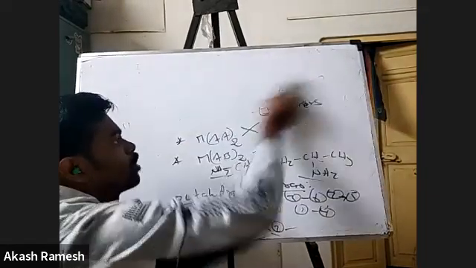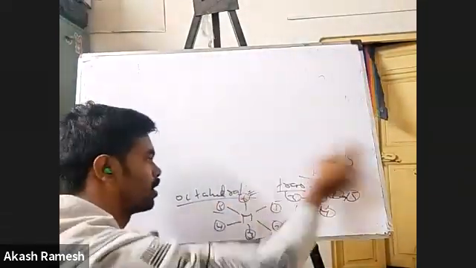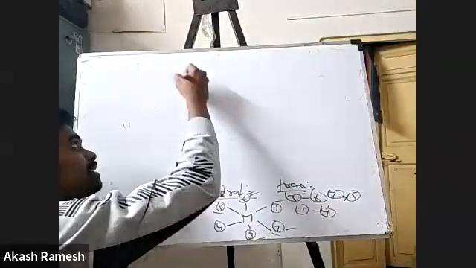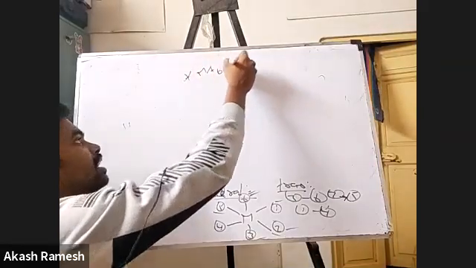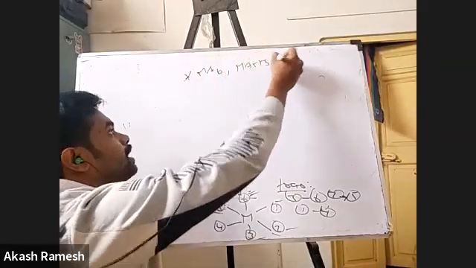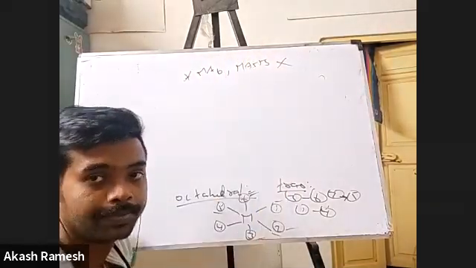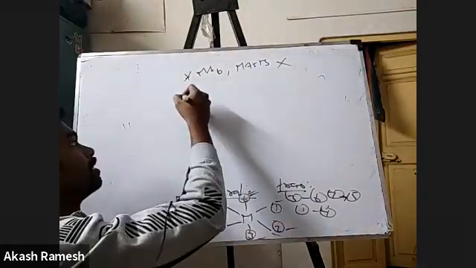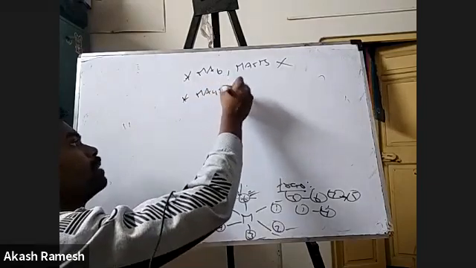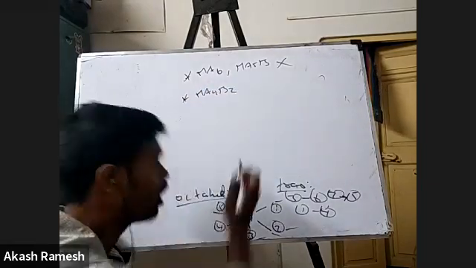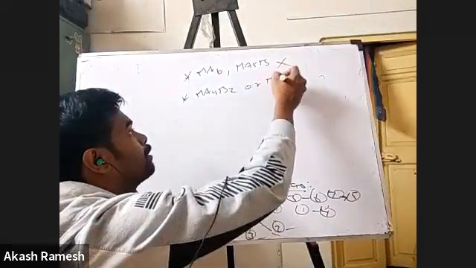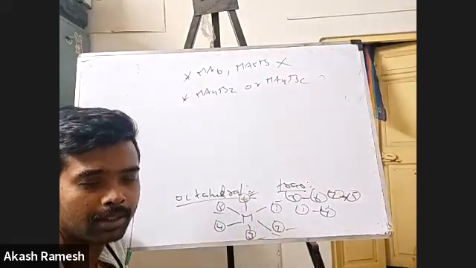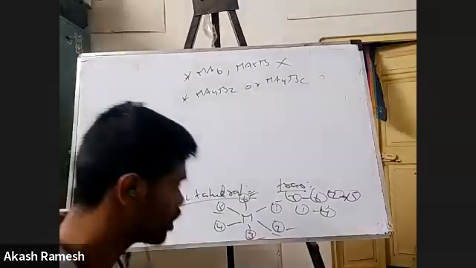So we'll see what kind of complexes will give, what kind of complexes will not give. Obviously, what you can understand is MA6 and MA5B are really not going to show. But if I have MA4B2 kind of complexes, or say MA4BC type of complexes, they will definitely show geometrical isomerism. If you want, I can show you.